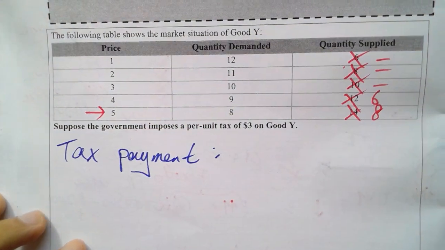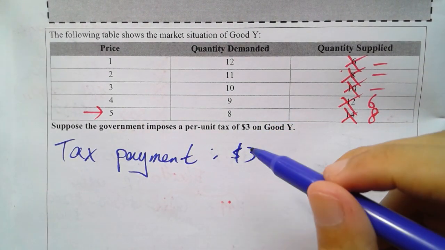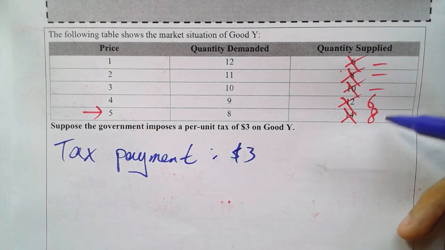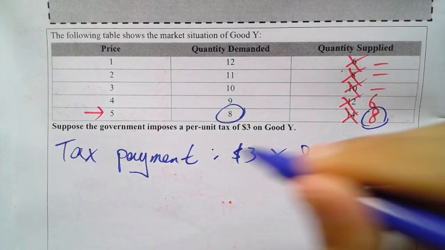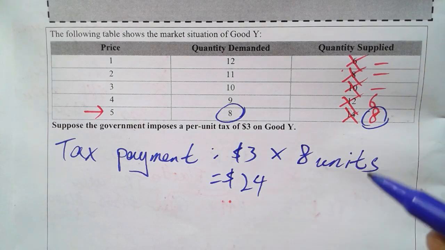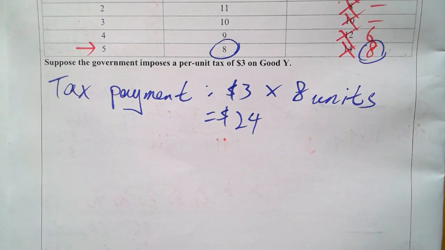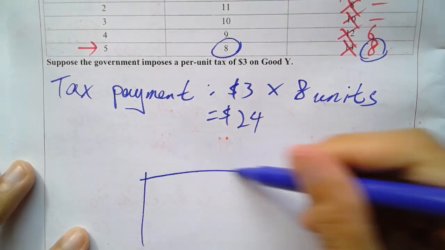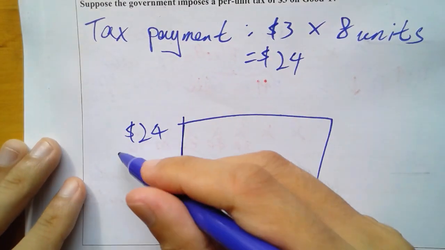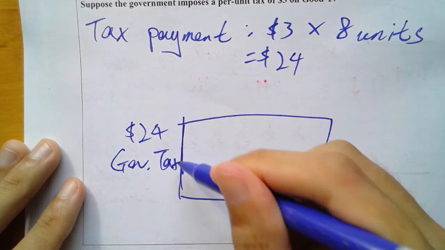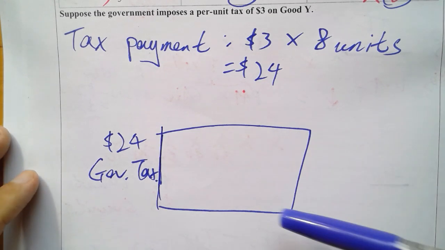The total tax, it will be like this. Each unit $3 per unit tax, and right now we are talking about 8 units. So to the government, there is a total of $24 of tax revenue. Now there is a funny thing. Now let's call this guy the $24 government tax revenue. Okay, for government. Now in this topic, we are going to break it down into two parts.